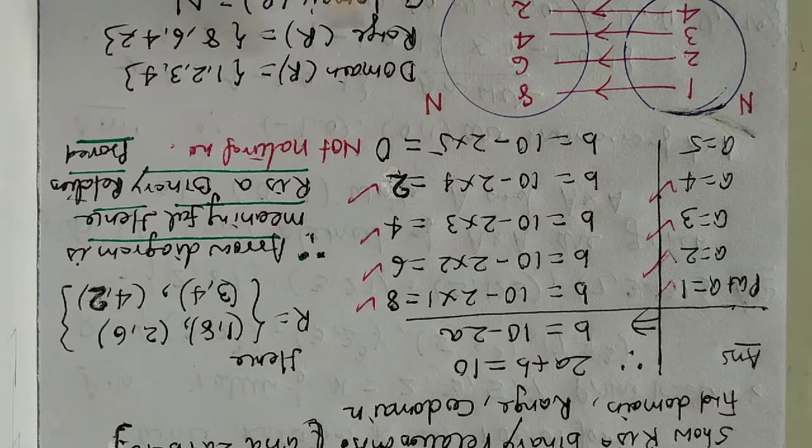Now clearly the domain is the used element of the first set: 1, 2, 3, 4. The range is the used element of the second set: 8, 6, 4, 2. And the codomain is equal to the last set, the whole natural number.